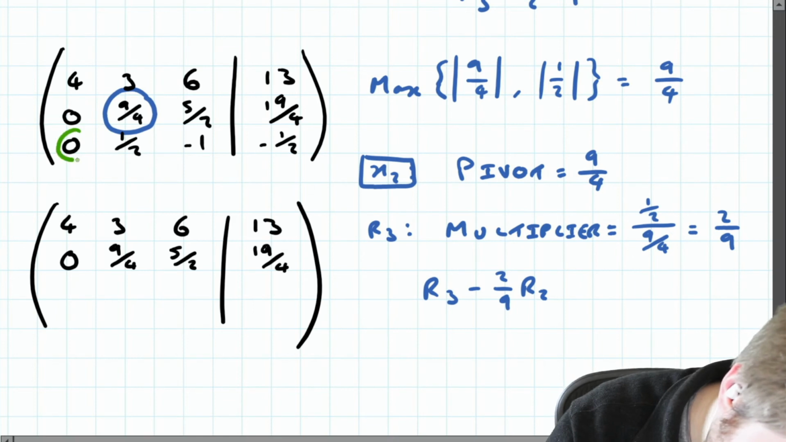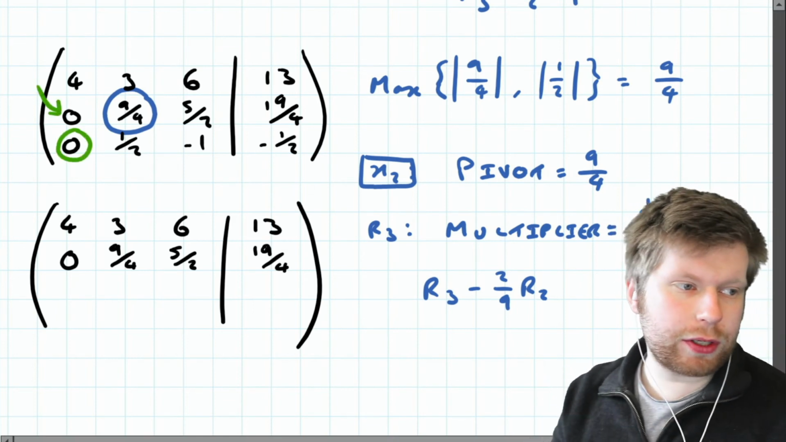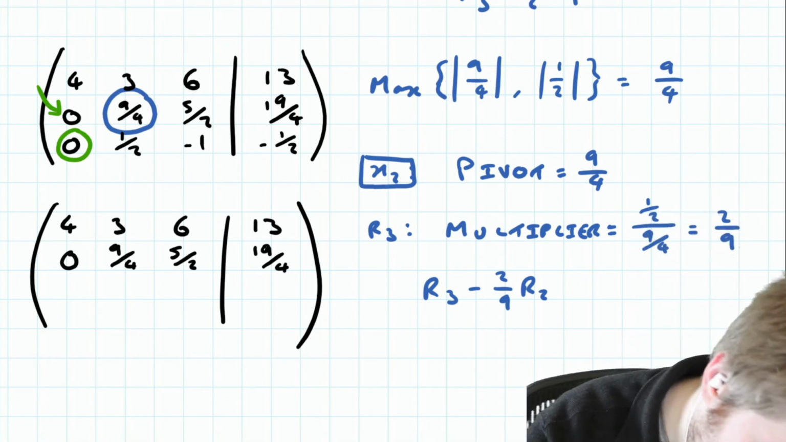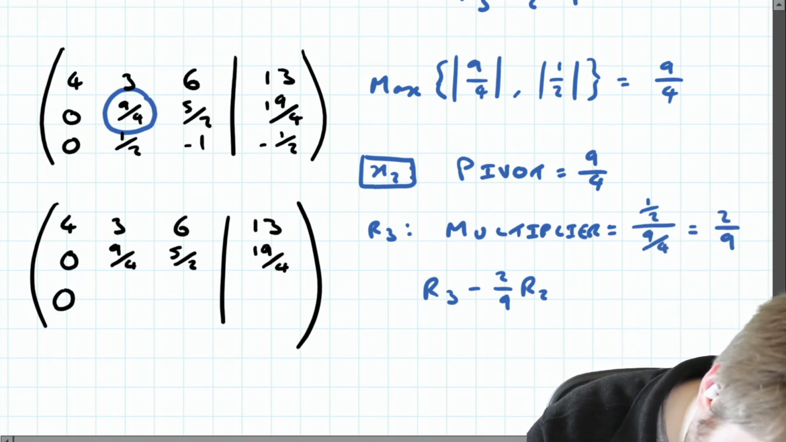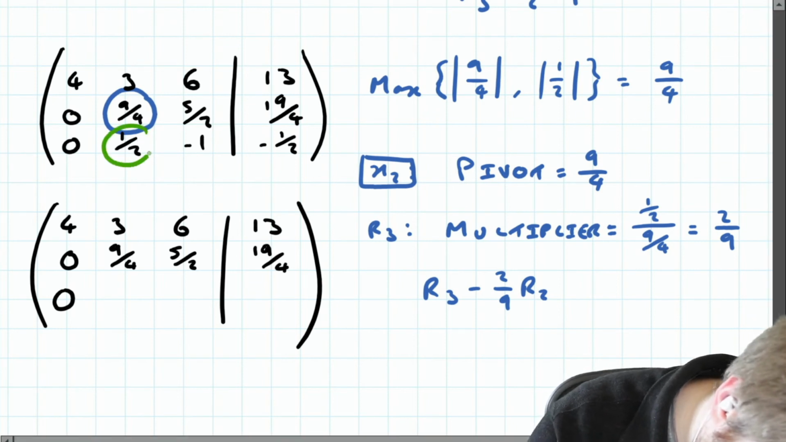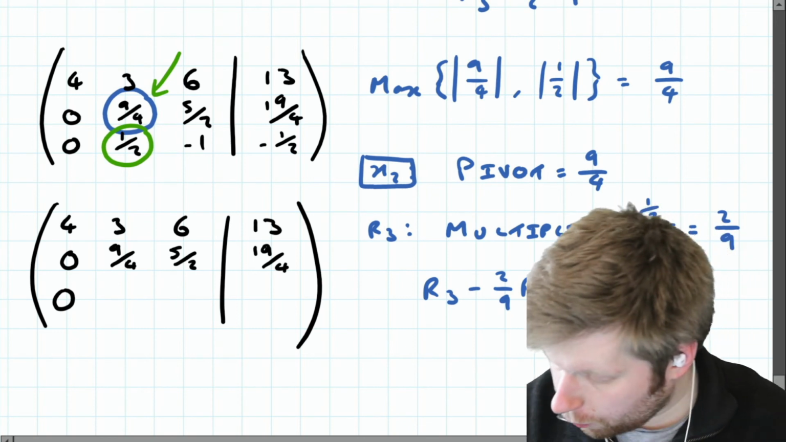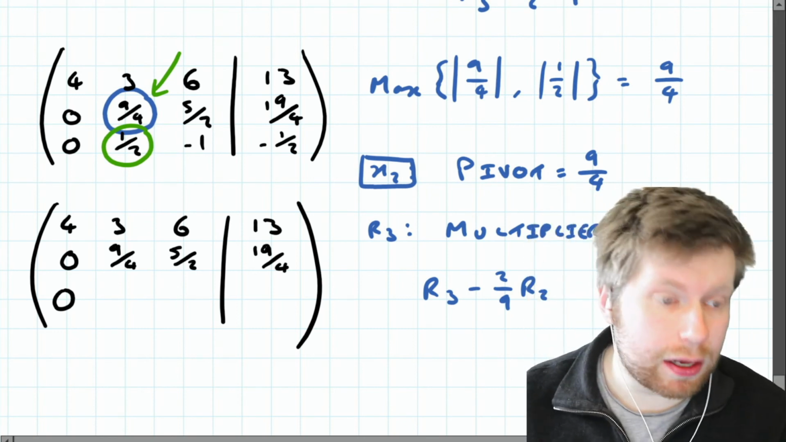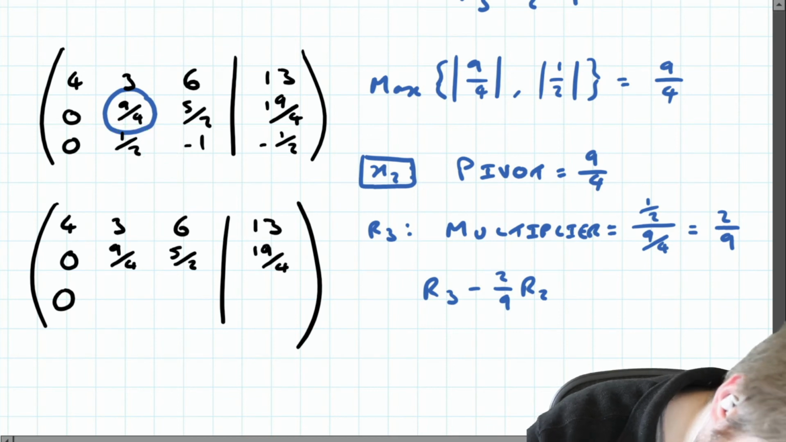So let's figure that out now. I'm going to take 0 and take away 2/9 of 0. Well, hopefully you're happy, that's still 0. Good, I didn't want that to change. Then I move across and I've got 1/2 take away 2/9 of 9 over 4. If I do that, that comes out as 0, which is exactly what I wanted.